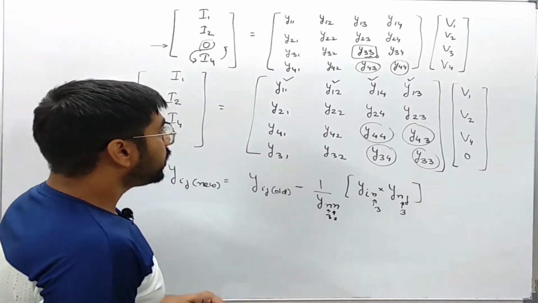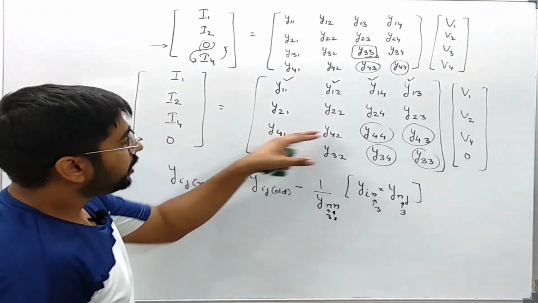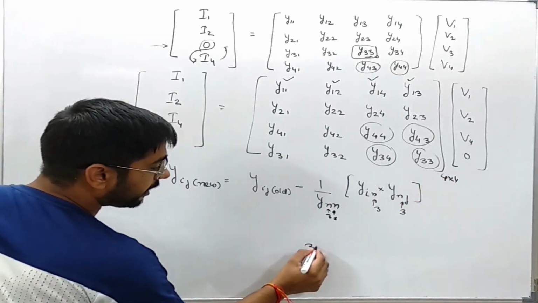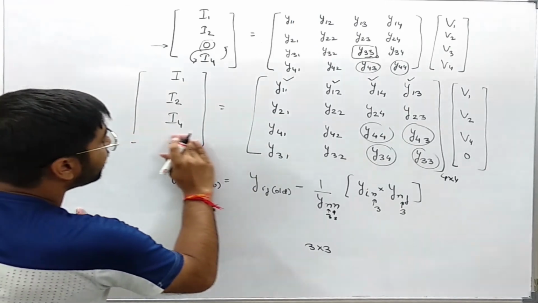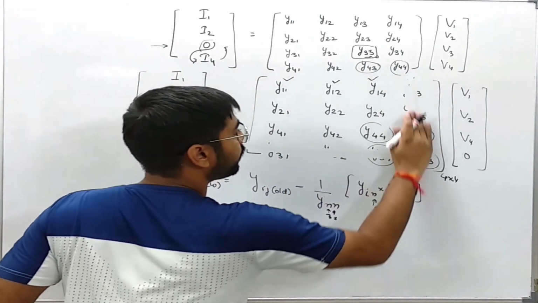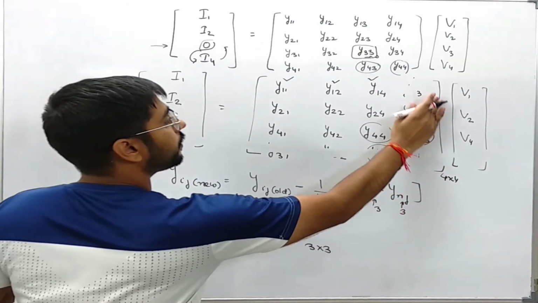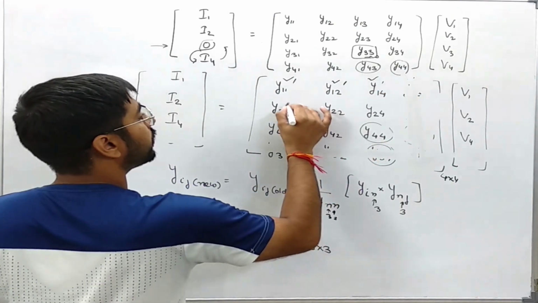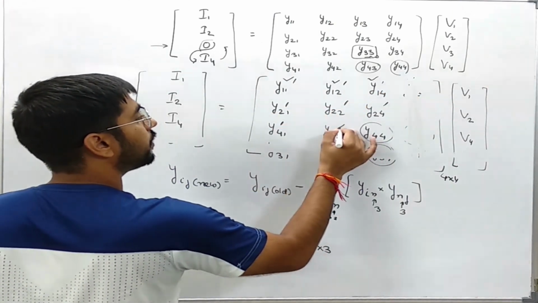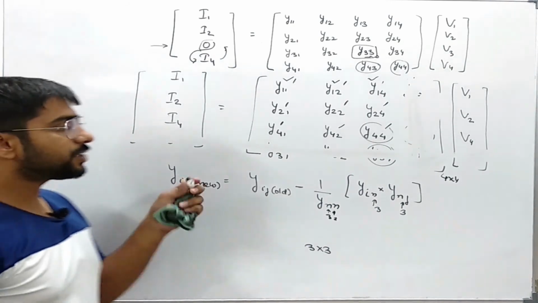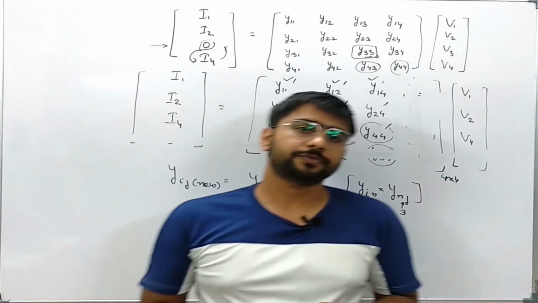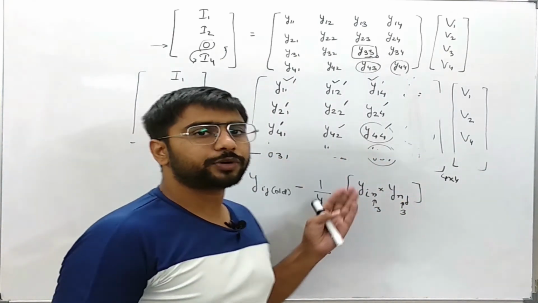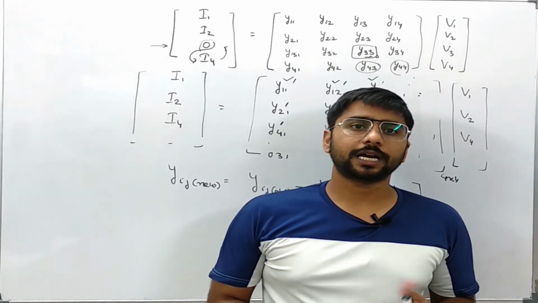So in this way, I can find the new matrix. This matrix is a 4 by 4 matrix. The new matrix will be only a 3 by 3 matrix, and this row will be eliminated, and these will be new elements. So you see, in this way, we can eliminate all those buses which are not having any source connected to them, and this will help us to reduce the number of equations in our questions.